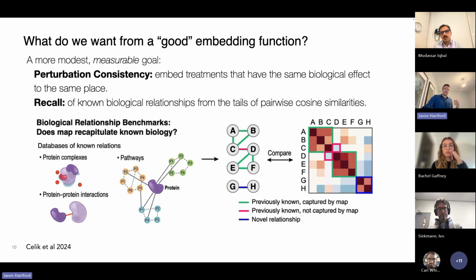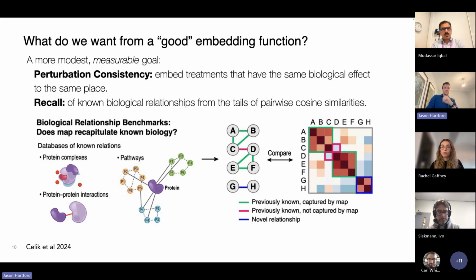And so what we tend to do at Recursion, where they do a lot of drug discovery from microscopy images, is we have these proxy metrics for: have I got a good representation? The first one is a very natural minimum thing you would want, which is perturbation consistency. If I do the same thing to the cell in different measurements of the same assay, I'd like to embed that to the same place, right?